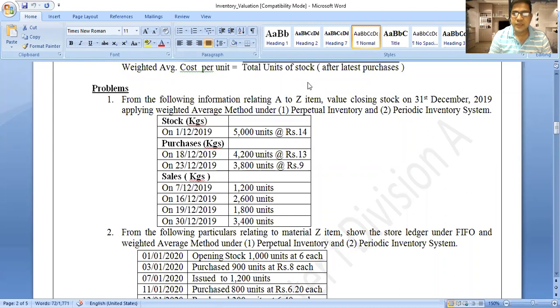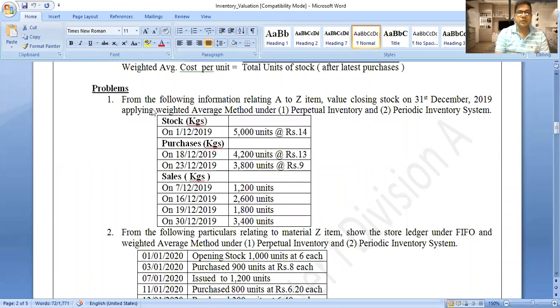Sales in kgs on 7/12/2019, 1,200 units. On 16/12/2019, 2,600 units. And on 19/12/2019, 1,800 units. On 30/12/2019, 3,400 units.